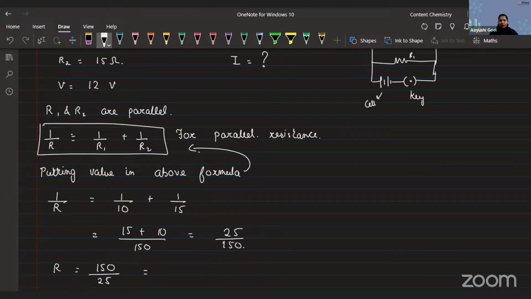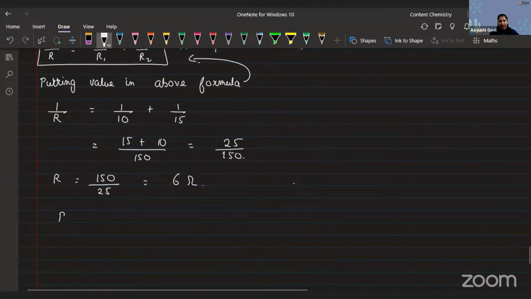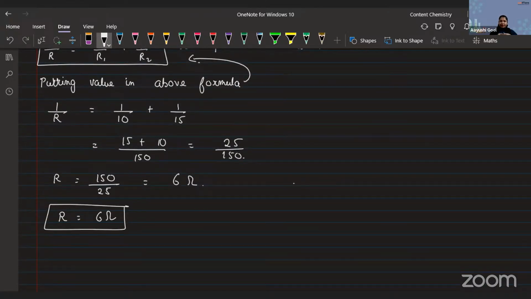So that will turn out to be how much? That turns out to be 6 here, right? So do that, write it in a proper way. And then in that case, I can write R is equal to 6. Put it in a square or underline it. So this is my first answer.